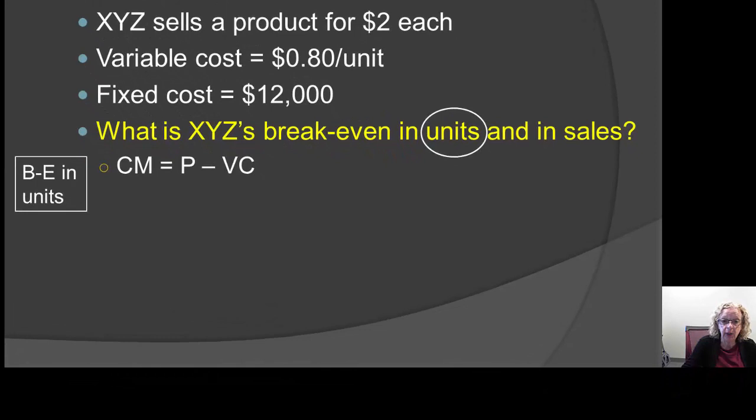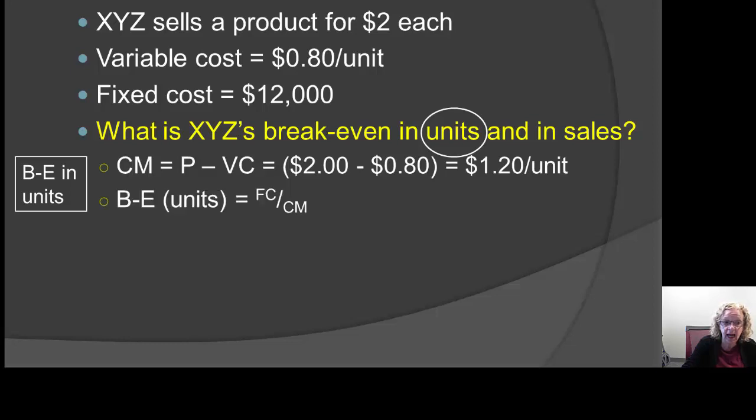Well, to find break-even in units, we need to know the contribution margin. The formula is price minus variable cost. For XYZ, their sales price is $2. Their variable cost is 80 cents. That gives them $1.20 of contribution margin per unit.